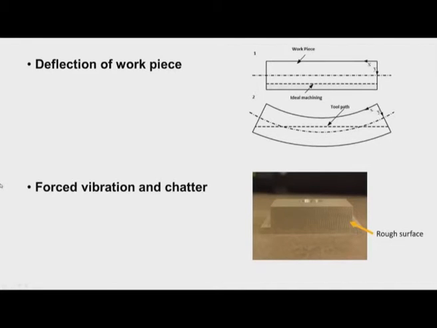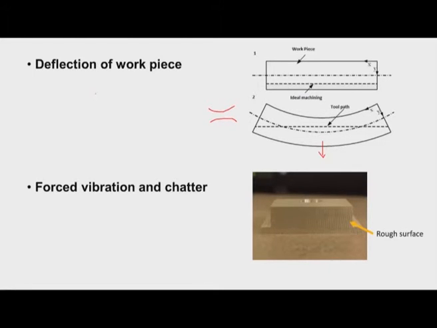Then because of deflection of the workpiece also, inaccuracy in the workpiece is introduced. Because of the self weight of the workpiece, we can see it has some sag. This is the ideal machining when there is no bending of the workpiece, but actually when it bends like this and we take the cut, once the workpiece is removed from the machine tool, you may get a shape like this.